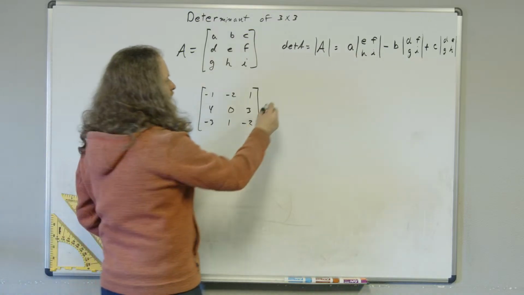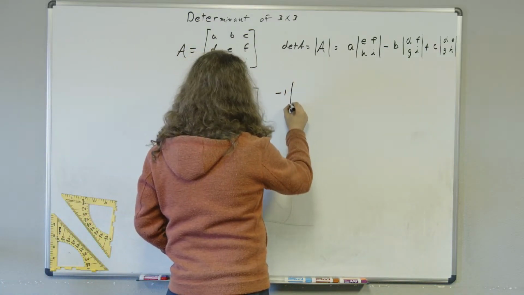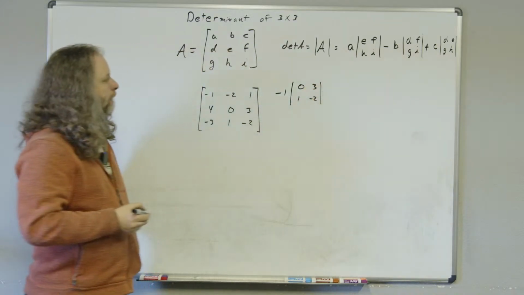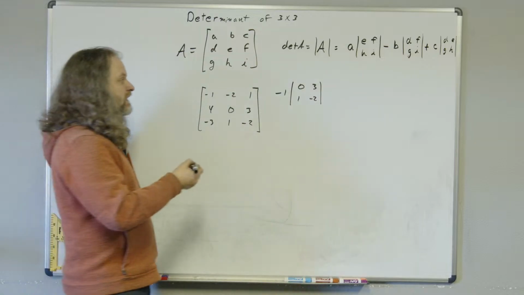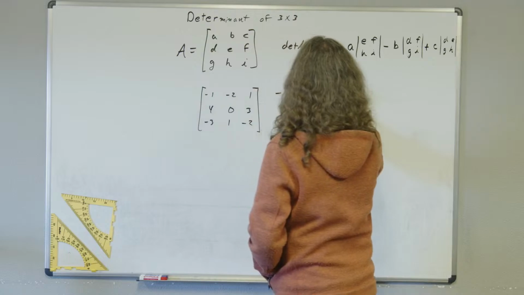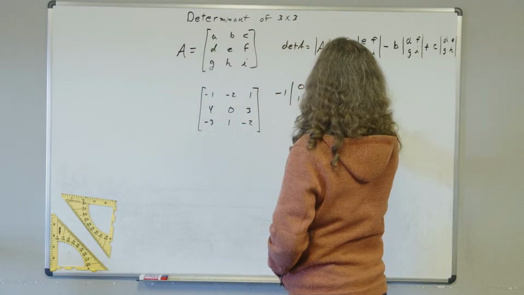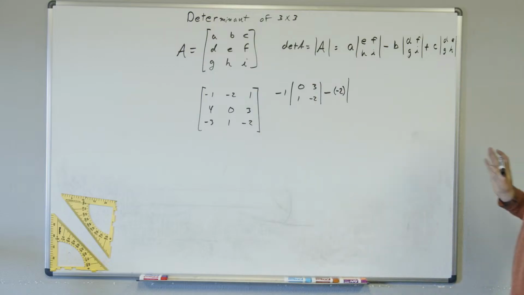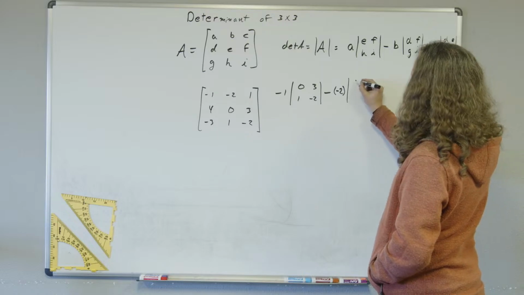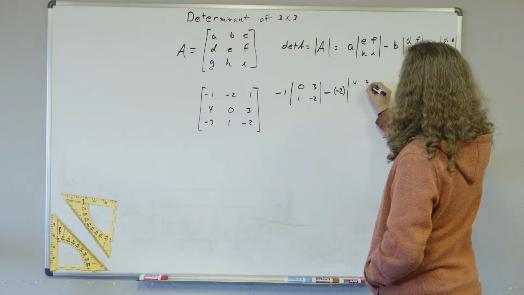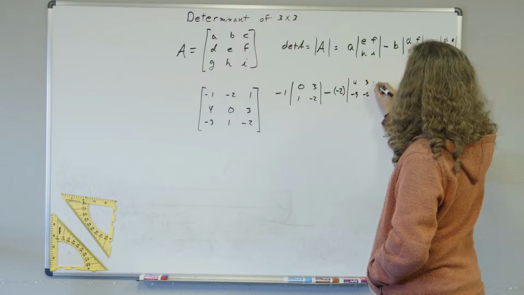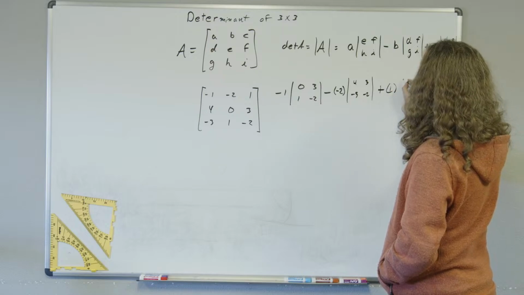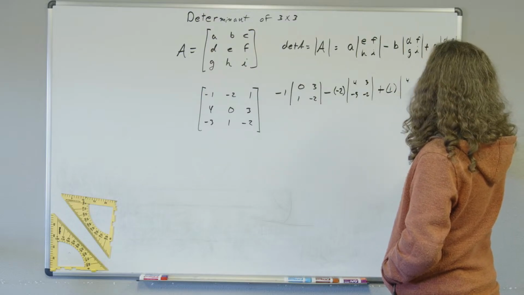So, it'd be -1 times the determinant of the matrix 0, 3, 1, -2, right? And then minus -2. I'm going to write that all the way out just for clarity. If you want to do the minus -2 and write +2, that's fine. And then we would have the determinant of this little matrix plus 1 times the determinant of this little matrix.